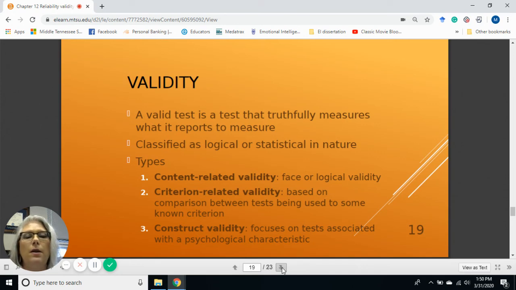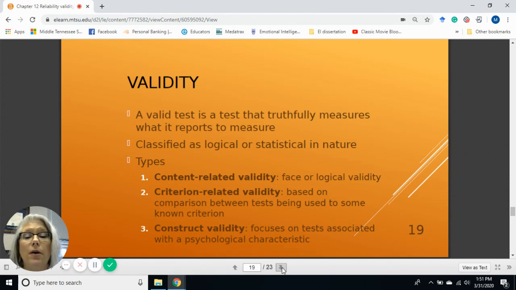We have content-related validity, that could also be called face or logical validity. And the example of that is the adage or cliche, if it looks like a duck and quacks like a duck, it must be a duck. This is our content-related validity. What does it look like? It's logical. So that's content related. So remember ducks. If it walks like a duck and quacks like a duck, that's a duck.